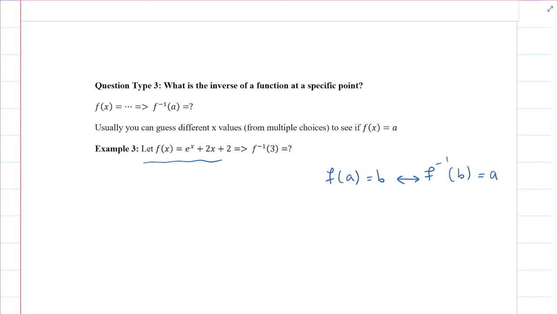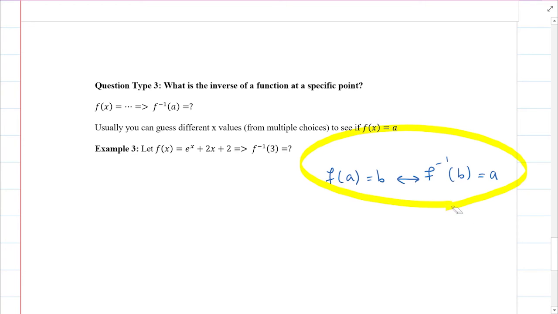Well, in this case, it is almost impossible to solve for f inverse, simply because if I switch x and y here, I'm not able to solve for x, given the exponential and algebraic expression that I have here. However, remember this one.